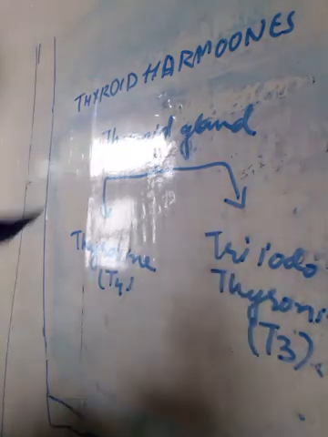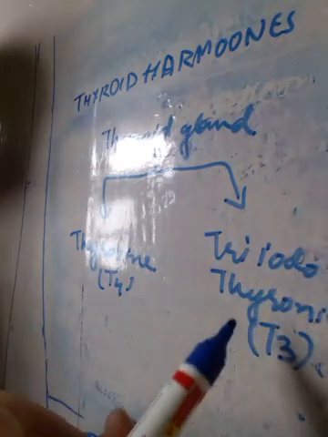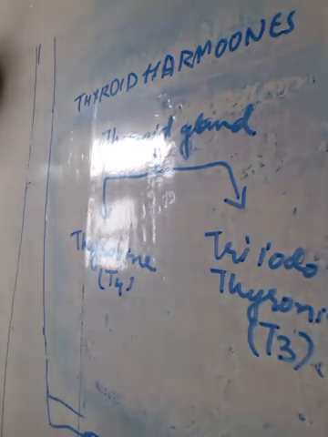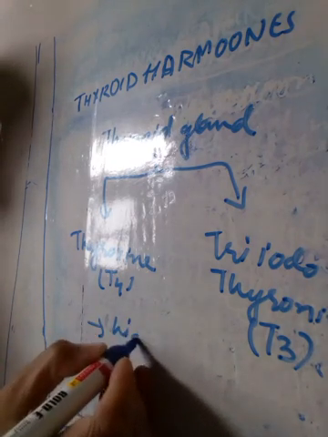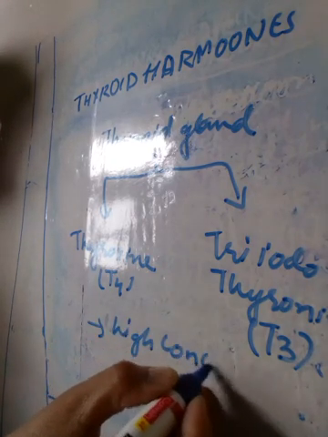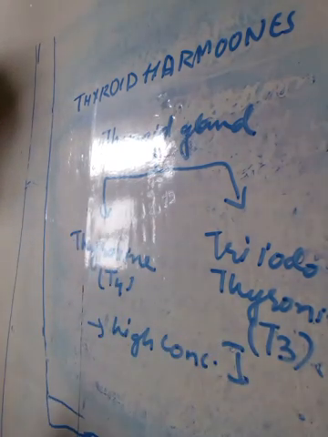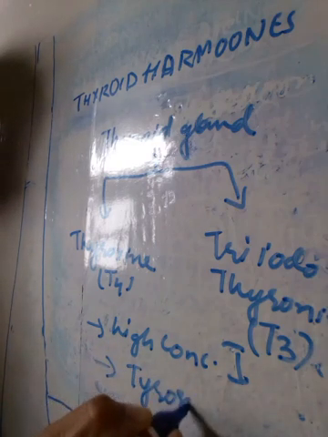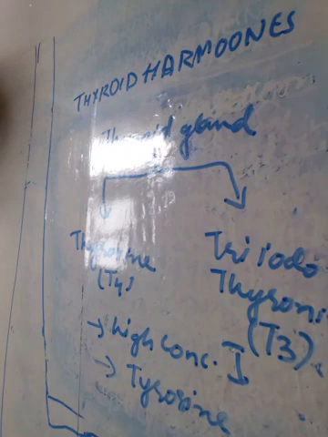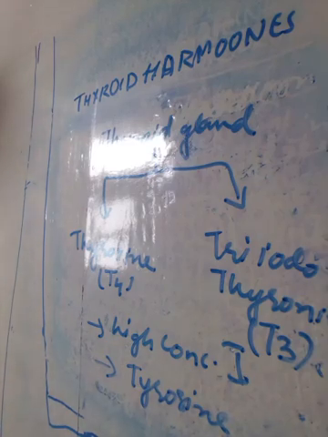So, this gland secretes two types of hormones, thyroxine and triiodothyronine. These compounds contain a high concentration of iodine and are derivatives of an amino acid that is known as tyrosine.